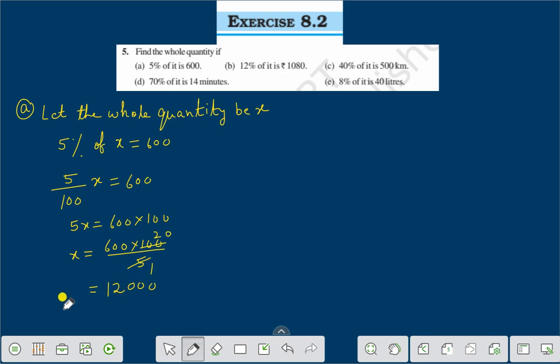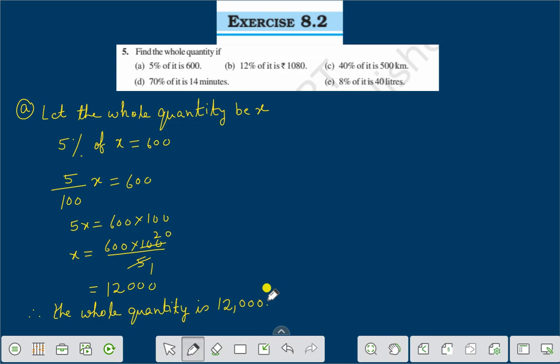Therefore, the whole quantity is 12,000.